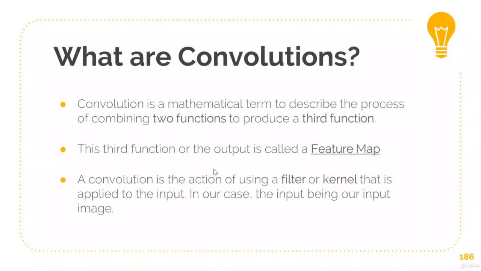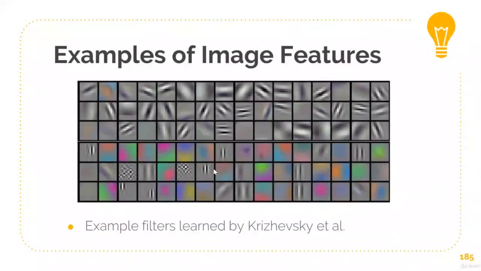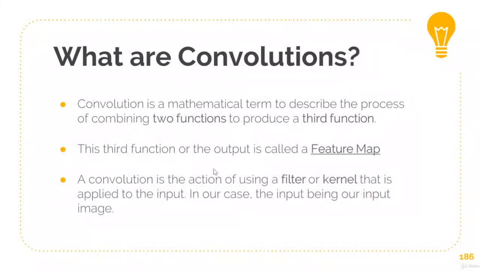So what are convolutions? Before I even tell you how it relates to features, convolution is effectively a mathematical term that describes the process of combining two functions to produce a third function. Now, that sounds kind of vague until I tell you the third function is a feature map. And a feature map is effectively these things here. So now we imagine we're applying a convolution to an image. So that's applying the process of two functions. So we apply the convolution to an image to get the feature map.